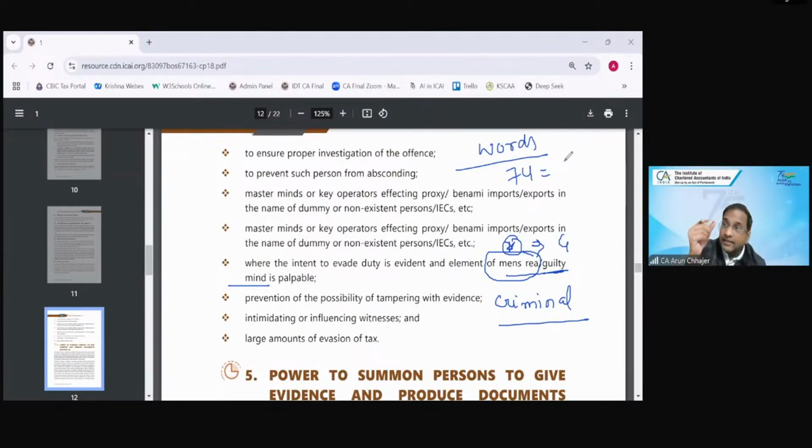It means here to invoke section 74, it has to be proved that the mens rea was present. Guilty mind, intentional mistake was there. Like we will read multiple provisions. Like in today's class also, we have used the words "with an intention to evade the payment of tax."